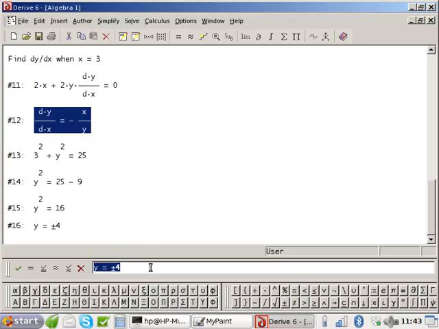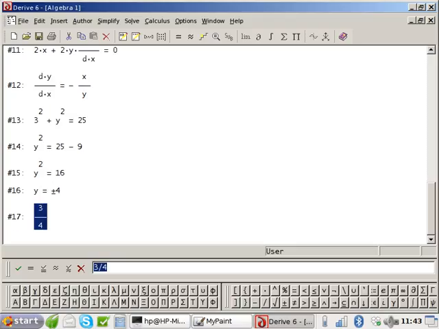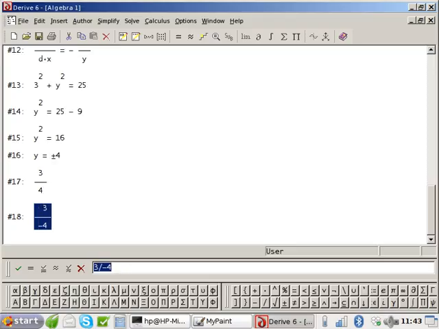I said x was 3 and y 4. That's the first answer. And then if I put in the second one, I put in 3 for x and y is minus 4. So no surprise, I get nearly the same answer just with a minus.